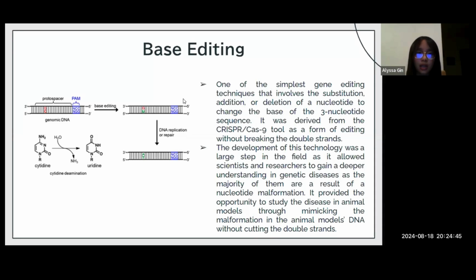And you can see on the left, it was originally the sequence of GC here, but then through the base editing, they were able to implement a uracil instead of the cytosine, allowing the DNA replication or the repair.